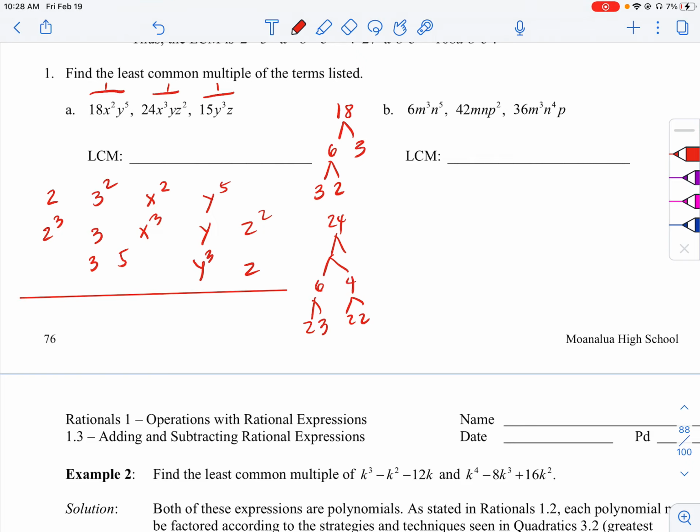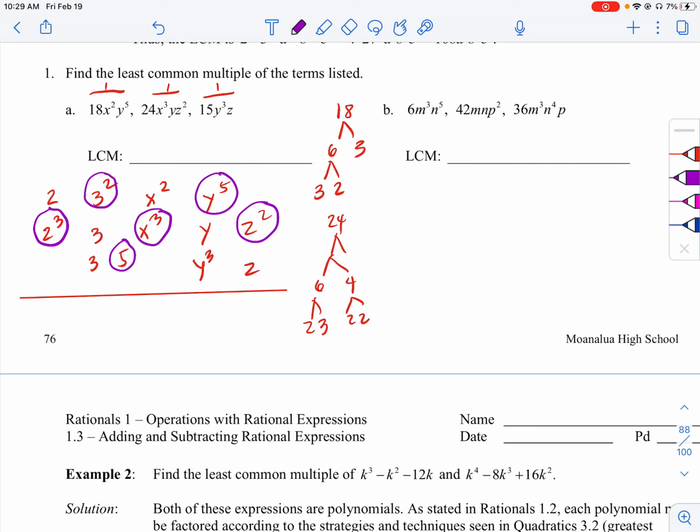Now we're going to find who has the most. Between the 2 and the 2 cubed, 2 cubed has more. Between 3 squared and 3, 3 squared has more. I have 5 on its own. Between x squared and x cubed, x cubed has more. y to the fifth has more. z squared has more. So here is what we call our common multiple.